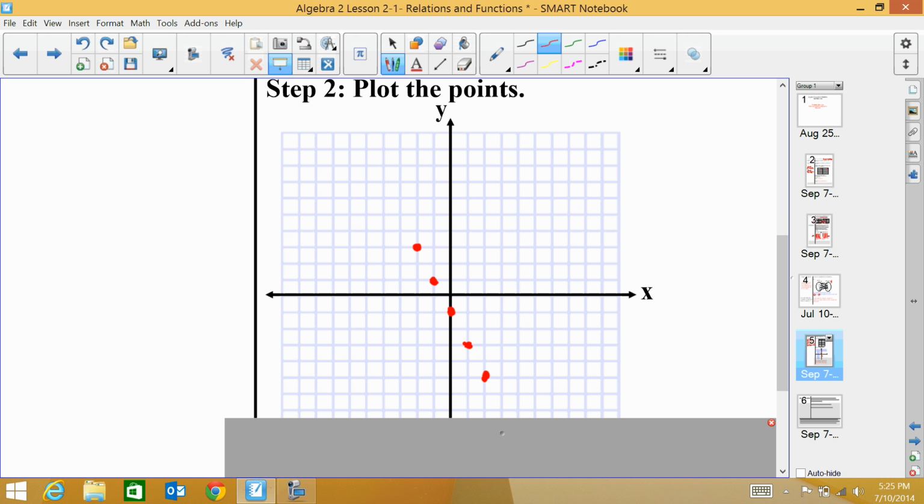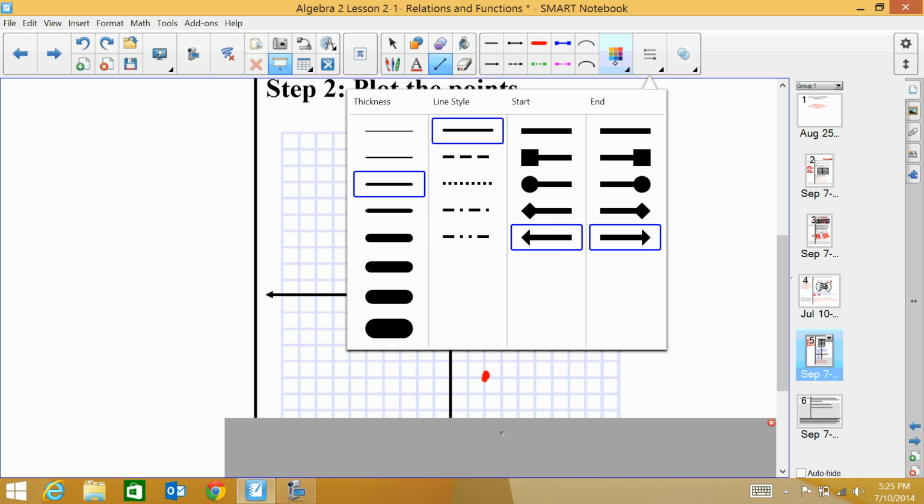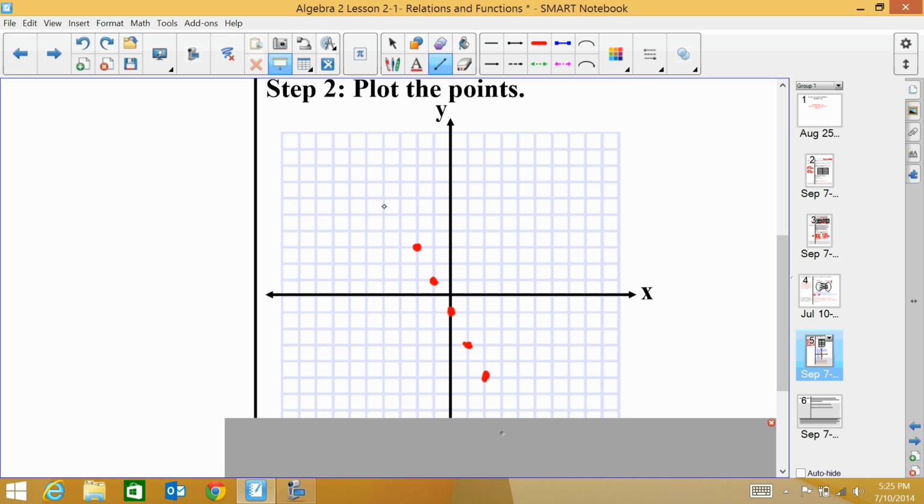And there you have it. You can see that it makes a line. So I'm going to draw a straight line through here. And you want to make sure that you include arrows on both ends of your line to show that it goes on forever and ever.